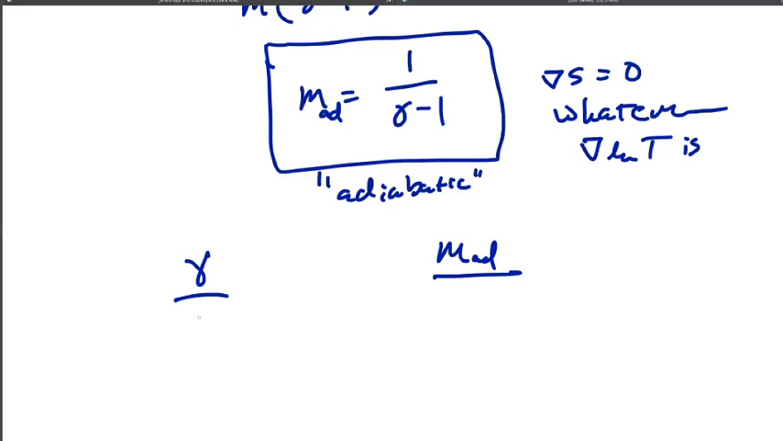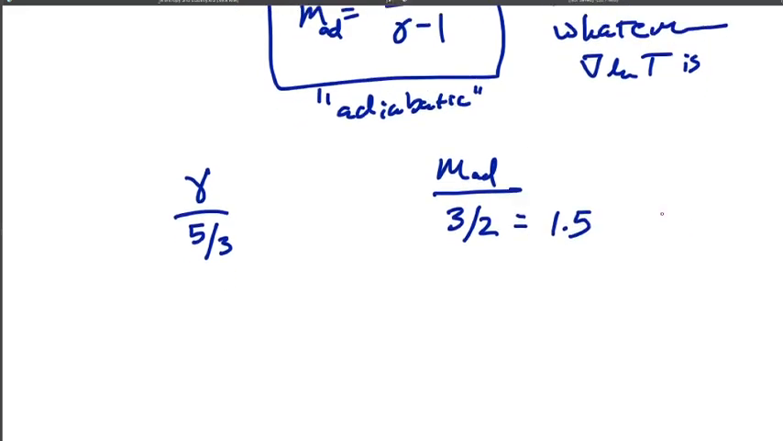So if gamma is 5/3 for a monatomic ideal gas, then m adiabatic, that's 1 over 5/3 minus 1, that's 2/3 in the denominator, and once we flip it upside down, that's 3/2, which is equal to 1.5. That's m adiabatic of 1.5, if this is for a monatomic ideal gas.